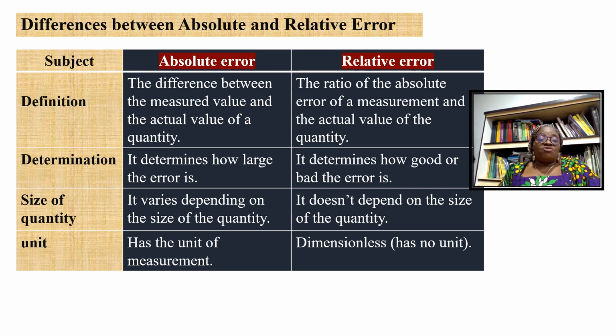The determinations. Absolute error determines how large the error is. Relative error determines how good or bad the error is. In size of quantity, absolute error varies depending on the size of the quantity. The relative error does not depend on the size of the quantity. And in unit, absolute error has the unit of measurement, while the relative error is dimensionless. It has no unit.